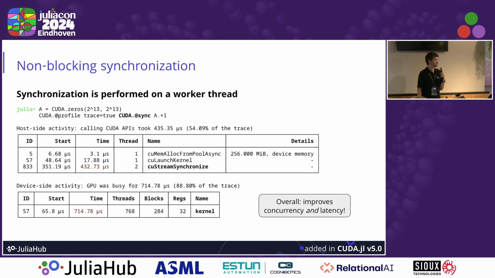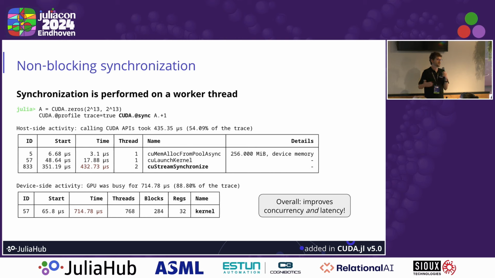We used to call the synchronize function on the main thread of computation. The result of that was that essentially your thread of computation was blocked until the GPU finishes. With the new version of CUDA.jl, we're now doing these synchronization operations on a separate thread. So you can see in the column that the call to cuStreamSynchronize was actually performed on a new worker thread. And this allows the main thread of execution to remain available to perform other work concurrently with that synchronization happening. And this is, of course, great for concurrency. It allows you to overlap synchronization of GPU code with other Julia code.